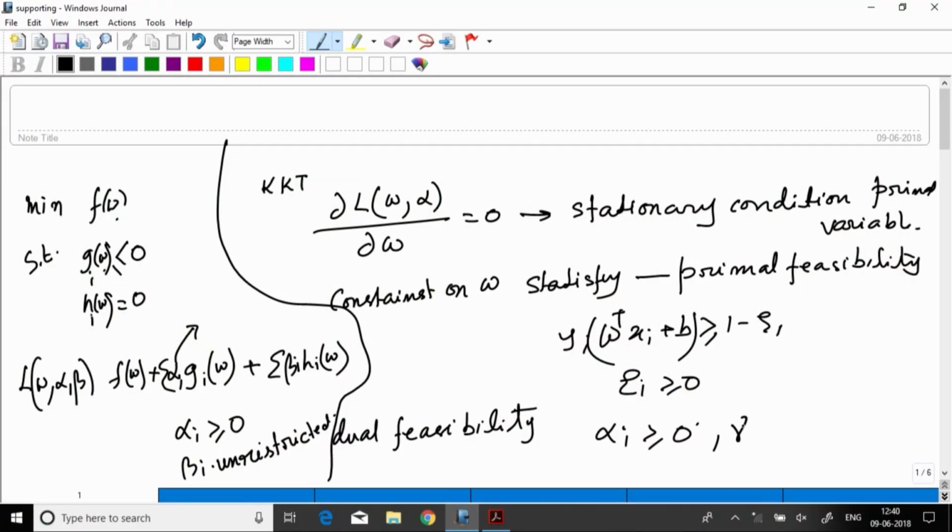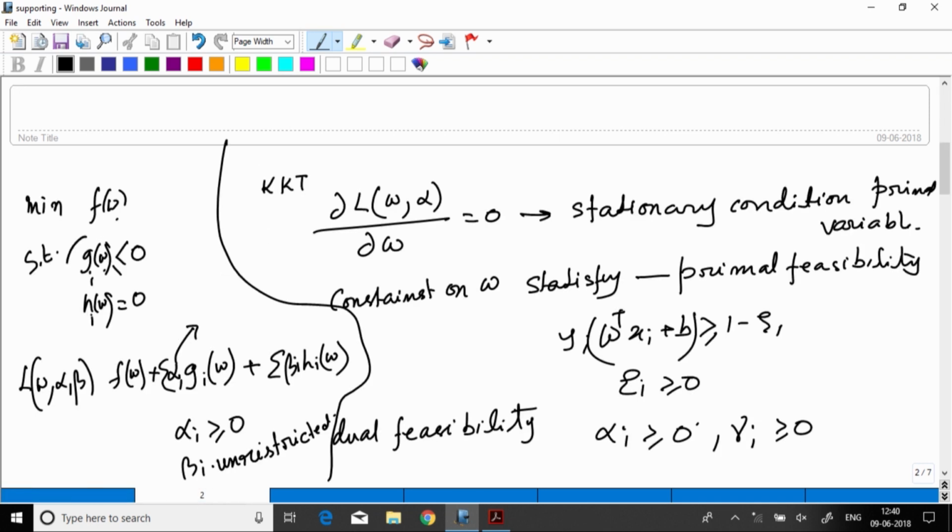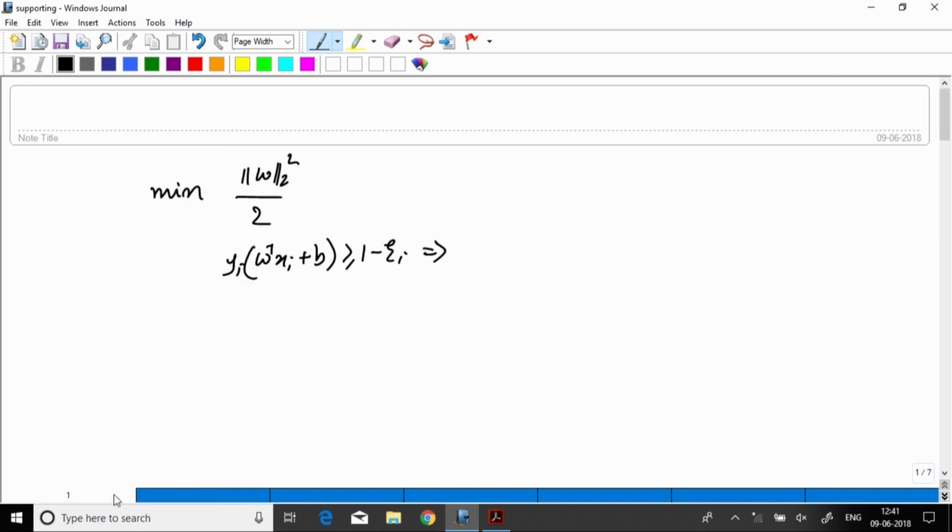And we also have alpha_i greater than or equal to 0 and gamma_i greater than or equal to 0. So maybe I'll go to another page and we'll see what our minimization problem is here. It was this, half of the norm of W squared, and then we have y_i (W transpose x_i plus b) greater than or equal to 1 minus xi_i, which we can write in the less than or equal to 0 form.